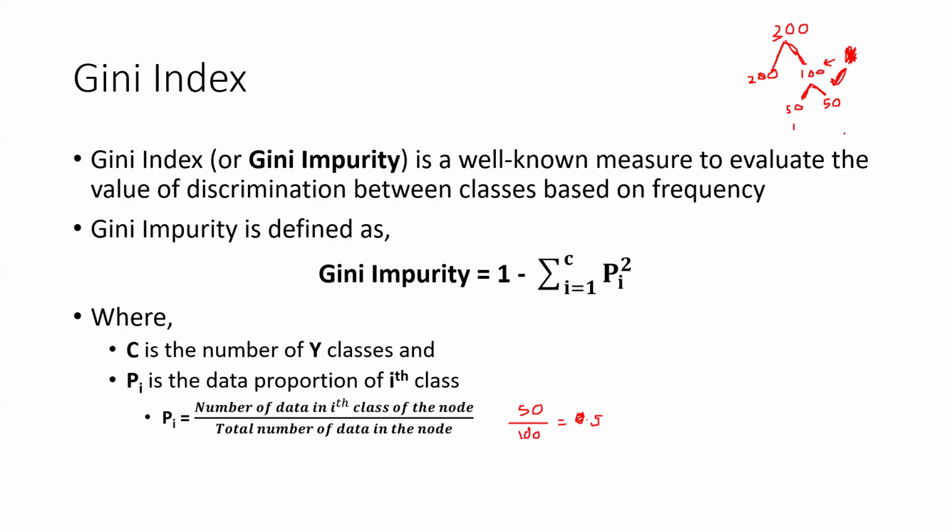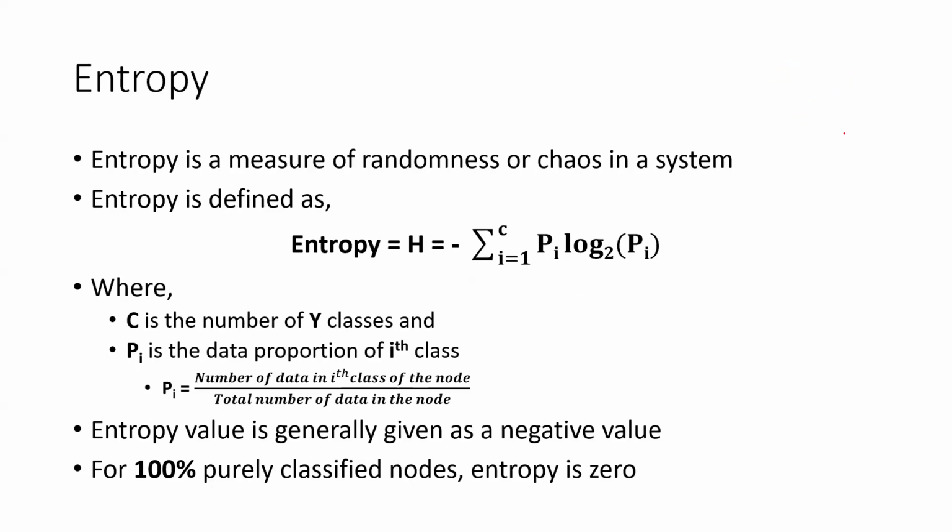Actually, the Gini index is not only used in this scenario. In economics, the Gini index is used for measuring the income distribution or wealth distribution of a country, right? So the same Gini index is used here to find how much the distribution is not pure, right?